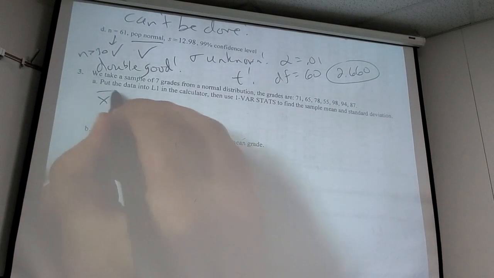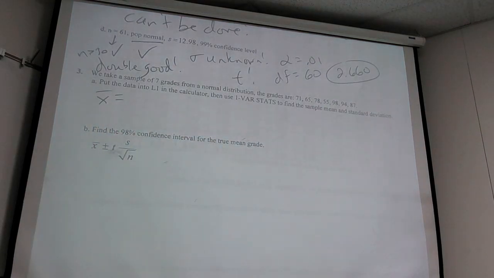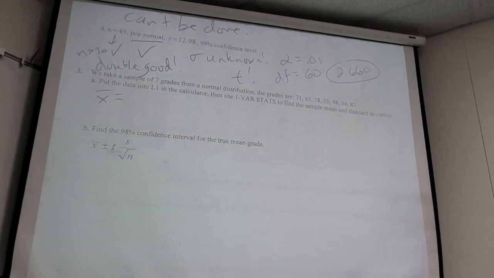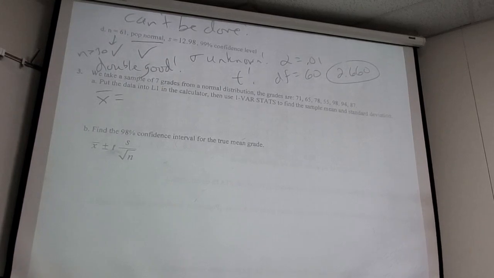Any brave souls out there that can tell me what they got for the mean? I got 78. 78.26. I got 78.286, right? I might have just put it in wrong. I got 78.2857, and so on. You rounded up, yeah. Okay, good. Sounds good.